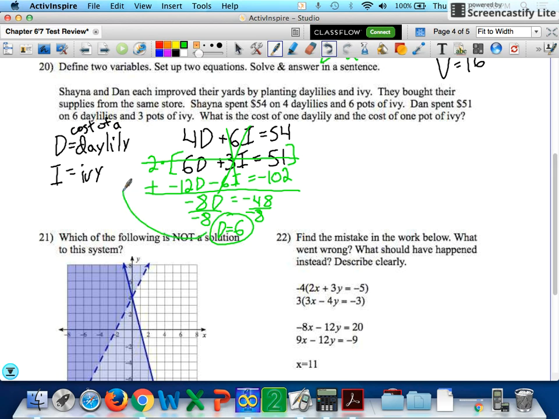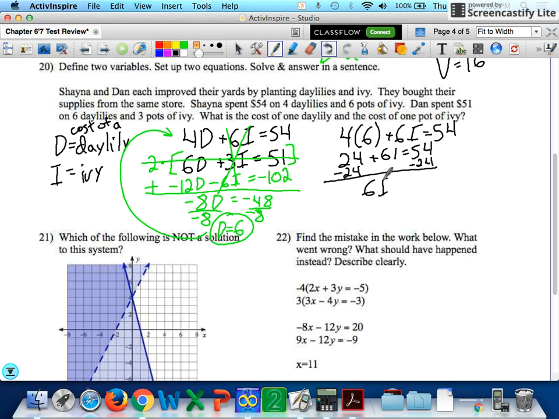I've got to take this and plug it in to one of my original equations. I'll do that over here on the right. 4 times D, well, I know what D is. D is 6. Plus 6I equals 54. 24 plus 6I equals 54. Subtract 24, subtract 24. 6I equals 30. Therefore, I equals 5. In sentences, you would tell me that a daylily costs $6 and a pot of ivy costs $5.